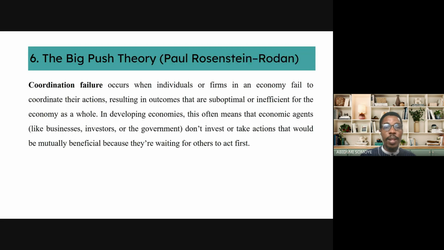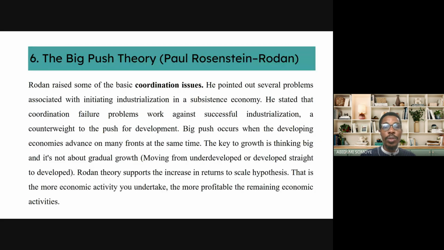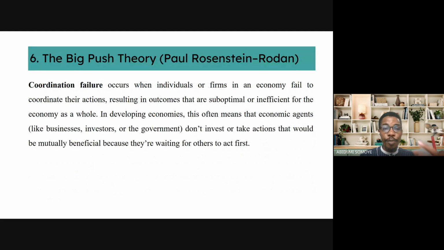And coordination failures or coordination issues occur when individuals or firms or even the government do not do what they need to do. For individuals, they might not take responsibility of the things that need to be done. For firms, instead of building factories, they might be waiting for other businesses to come and do that first. And that leads to coordination failure. That does not allow resources to be efficiently allocated. That leads to inefficiency. And that limits economic development. Okay?